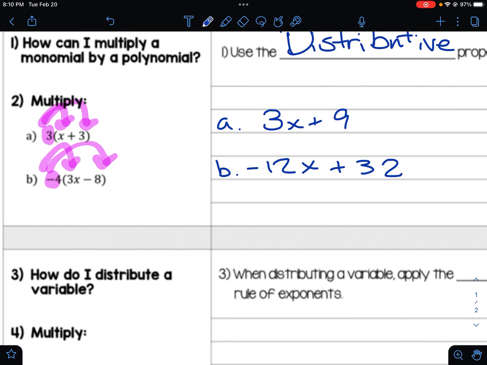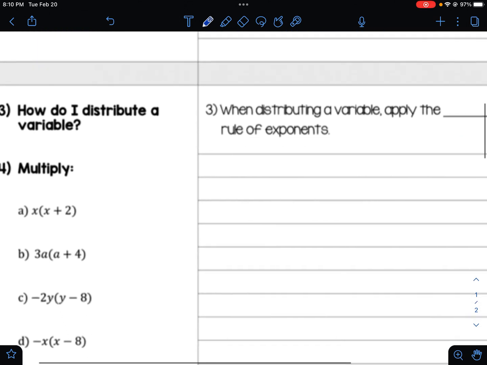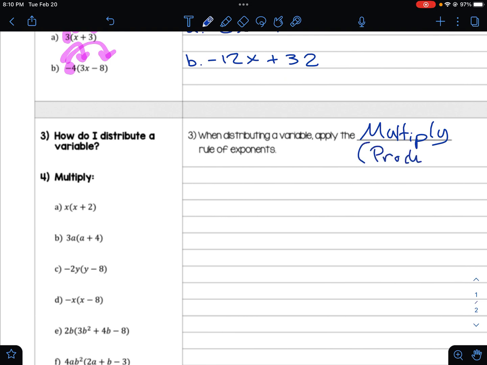Now, it's possible that it's not always going to be just a coefficient out front. So now, when distributing with a variable, we apply the product rule of exponents. And for those of you that don't remember, that means we add the exponents together.